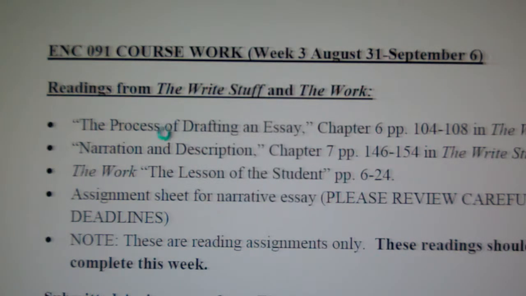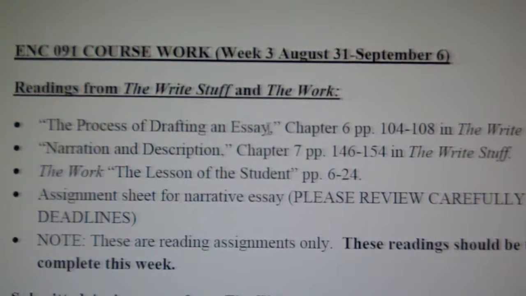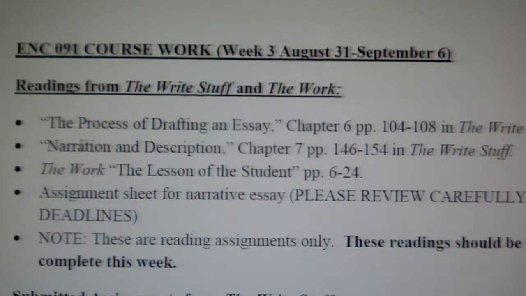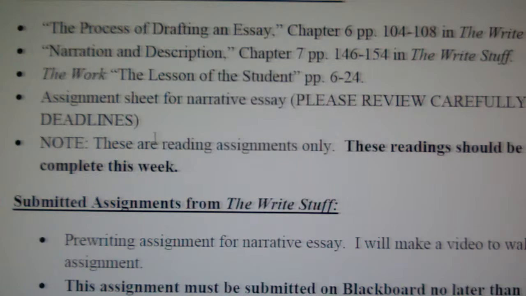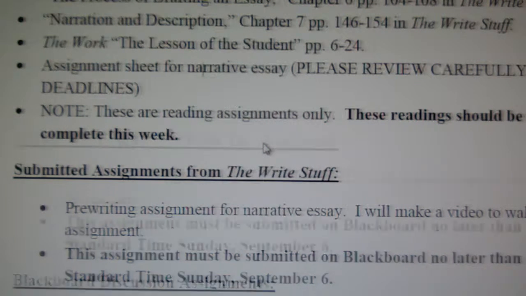The first couple of readings come from the ebook. The process of drafting an essay is in Chapter 6. That's pages 104 to 108 in the Right Stuff ebook. Narration and description, Chapter 7. That's pages 146 to 154 in the Right Stuff. And then in Westmore's The Work, you're picking up with page 6 where you left off last week, and you're reading the lesson of the student, page 6 through 24. Now you also have an assignment sheet for the narrative essay, and we'll take a look at that in just a moment. Those are the things you need to do to begin with.